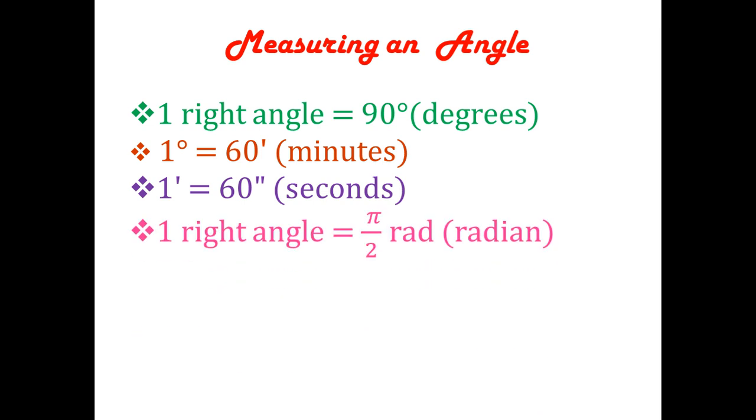One right angle is equal to pi by 2 radian. This is a new thing for you: radians. Angle can be measured in degrees or in radians. So one right angle is equal to pi by 2 radian, or we can say that 90 degree equals pi by 2 radian.